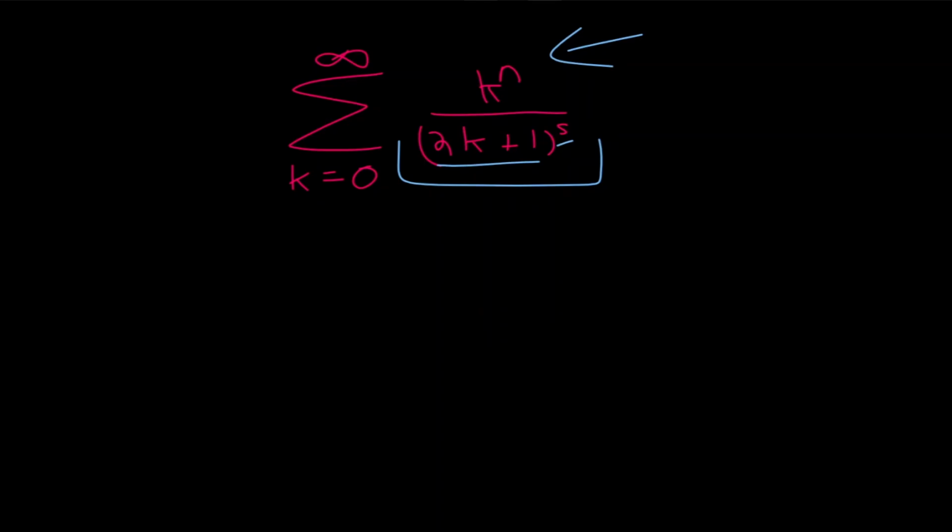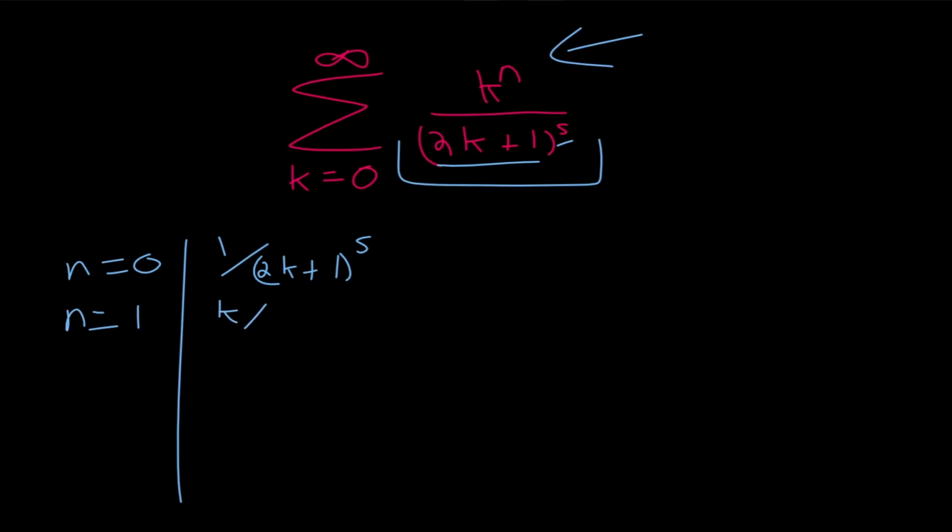Working with this algebraically, what is the 0th case? Well, if we have n equals 0, that's actually incredibly simple. That's just going to be, make a little table, this is just 1 over (2k plus 1) to the s. Okay, cool. What about n equals 1? Well, in that case, we have k over (2k plus 1) all to the s.